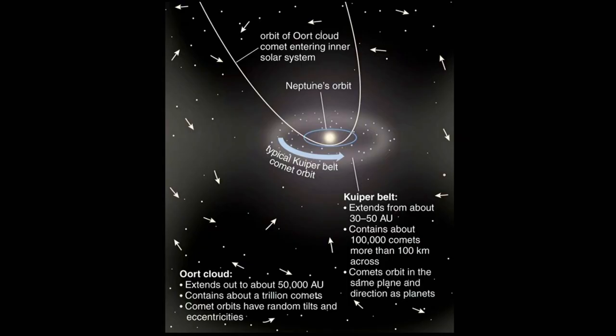Then even further out from the Kuiper Belt, there's this cloud of comets around the solar system called the Oort cloud. This extends out to 50,000 astronomical units, so 50,000 times farther from the sun than the Earth is. And there's trillions of comets, and they're not all in a nice disk like the Kuiper Belt. They're in this spherical cloud, and they have random orbits and tilts and highly eccentric orbits that are hard to track.